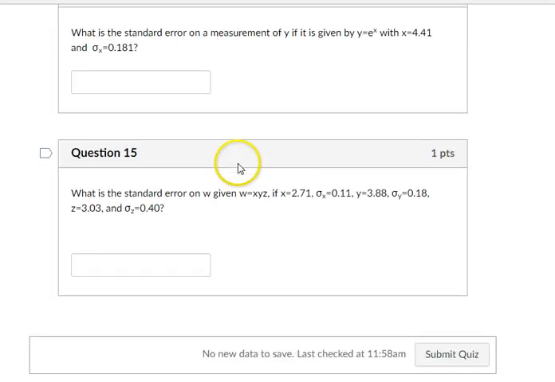Last one, standard error on w as a function of x, y, z. You're going to take the partial with respect to x, square that, multiply by sigma x squared. You're going to take the partial with respect to y, square that, multiply by sigma y squared. You're going to take the partial with respect to z, square that, multiply by sigma z squared. You're going to take the square root of all that to get the error on w.